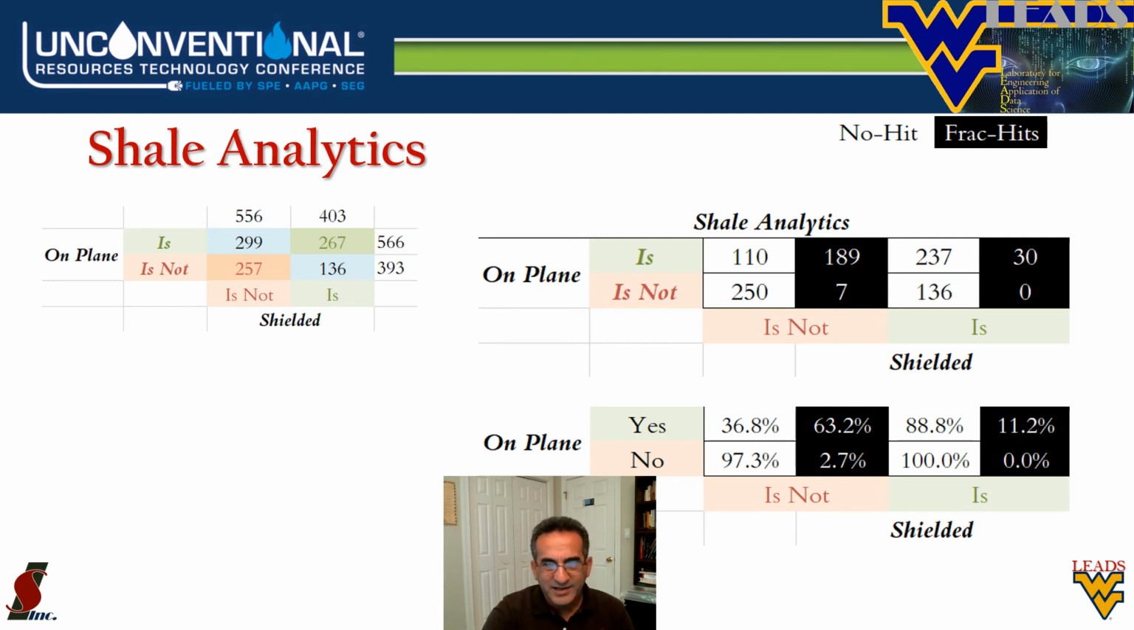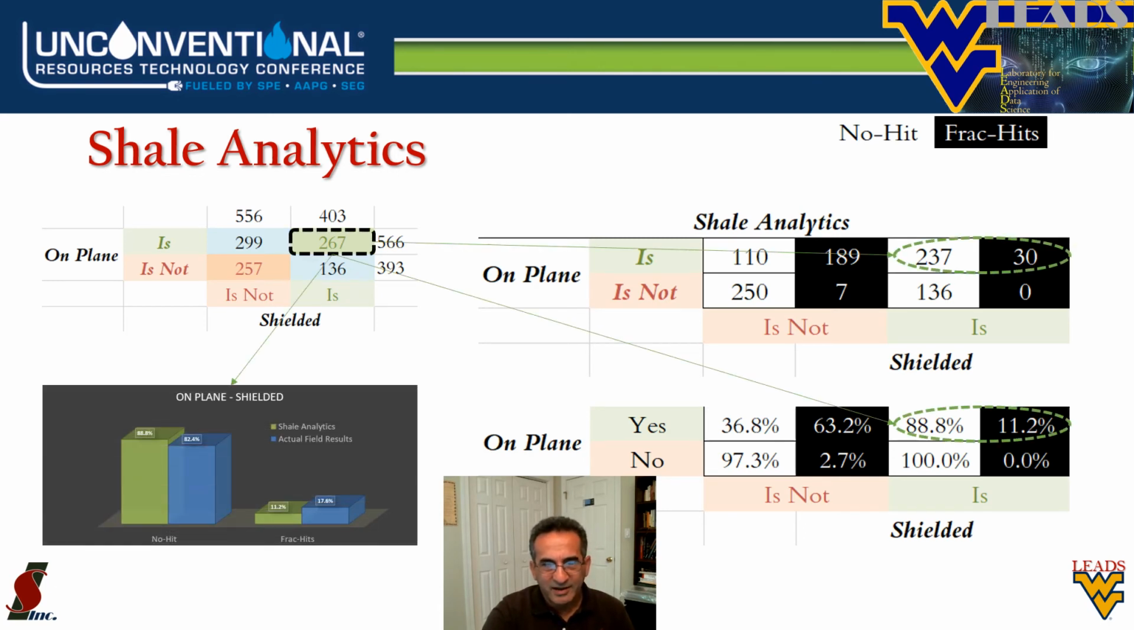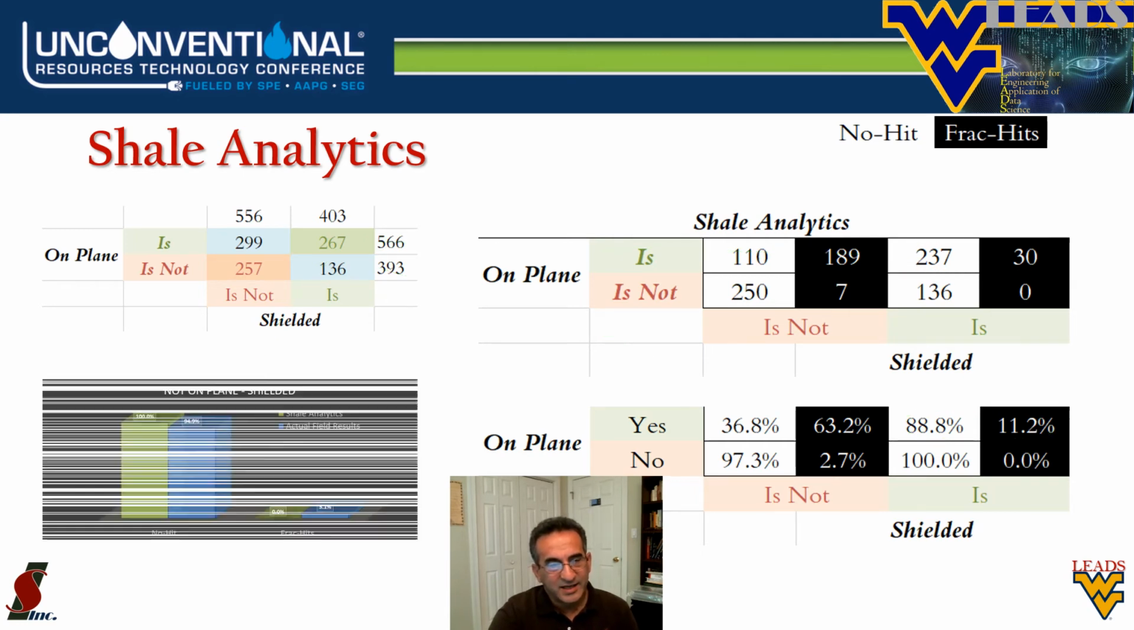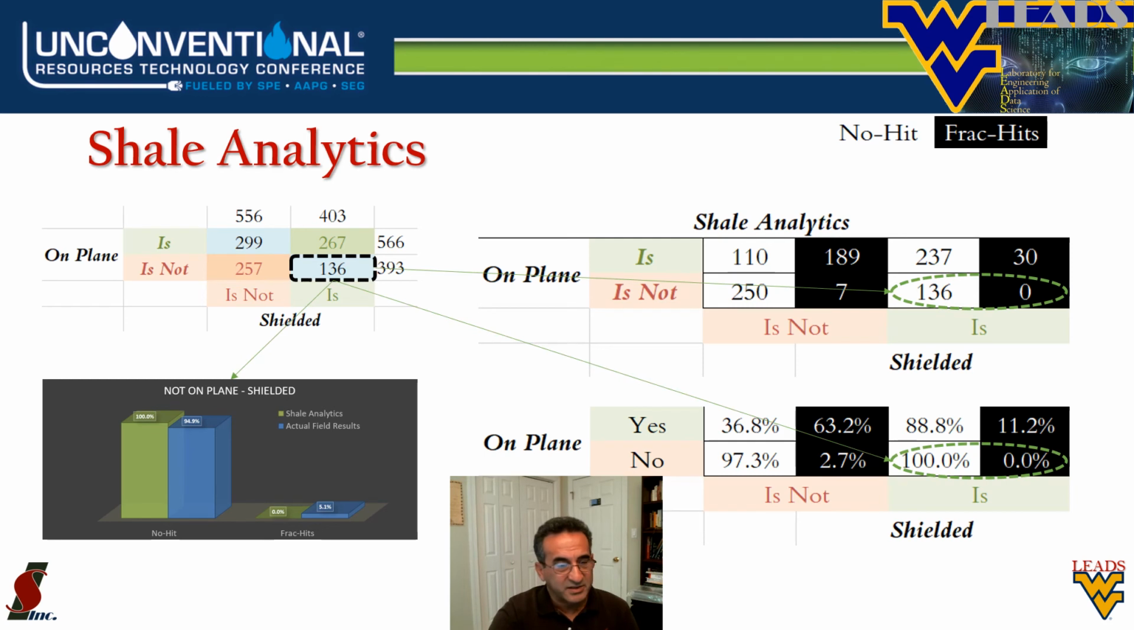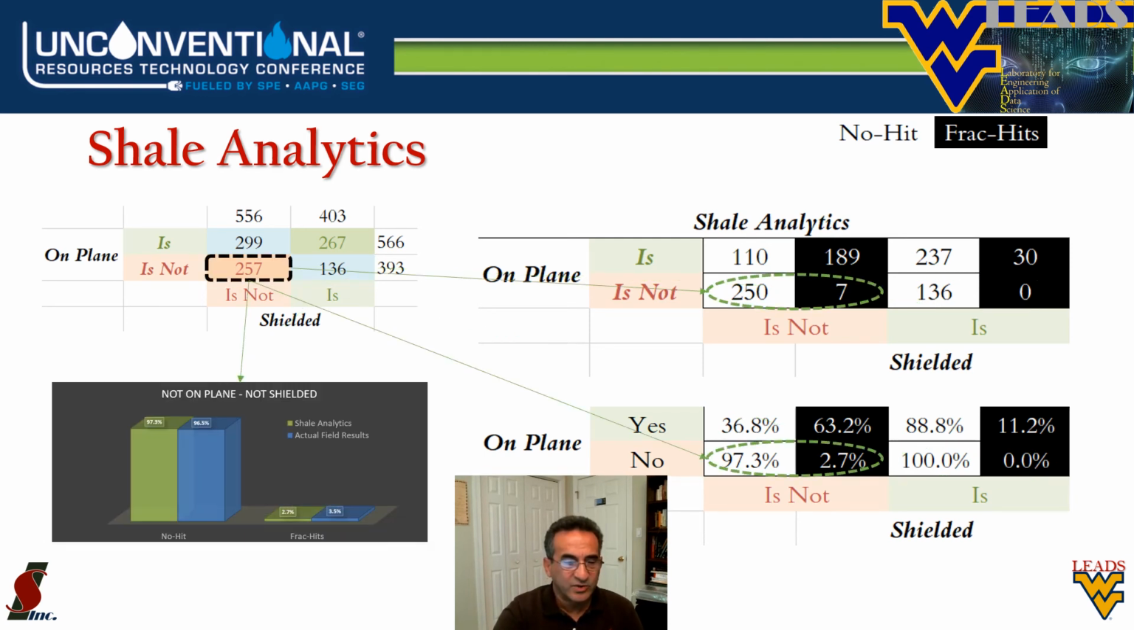And in Shale Analytics, if we look at the same thing, as you can see, in this case, Shale Analytics says 11% when it was 17%, when it was 5%, it says 0%, and when it was 3%, it says 3% almost.